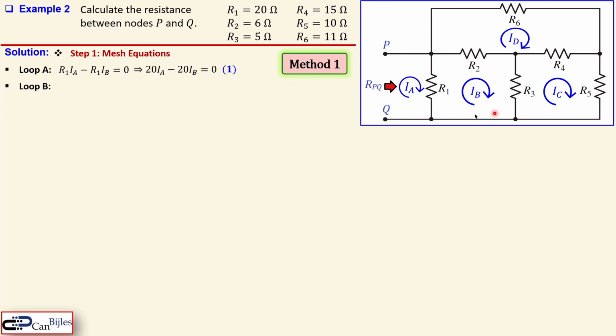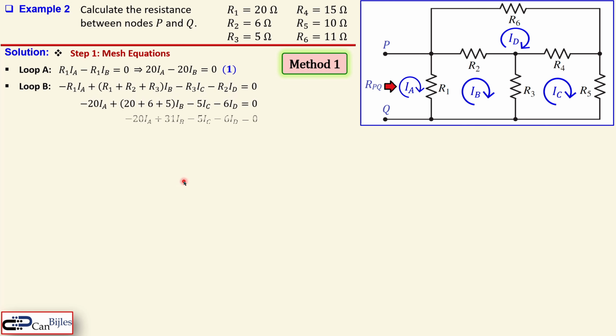Loop B, looking here, then we have IA fighting back, but IB is now our reference direction, but also IC is fighting back, and also ID is fighting back for R2. So you can see the resistors and also the associated currents that are fighting back. Okay, that is for the equation here. Let's substitute the values given here, and that will then produce this equation, and we call this equation number 2.